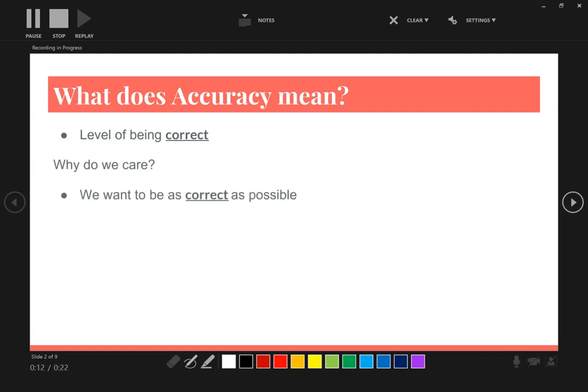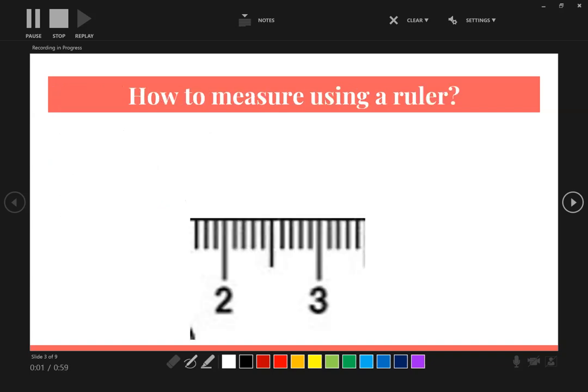We want to be as correct as possible, right? If you go into a store and you're going to buy a $4 item and use a $20 bill to pay for it, you want the cashier to be accurate, right? You don't want them to just give you $15 because it's close enough. No, you want them to be accurate and correct with the amount of change they owe you. In science, we also want to be able to compare our data with each other. So if we're all measuring the same way, we can now compare our data.